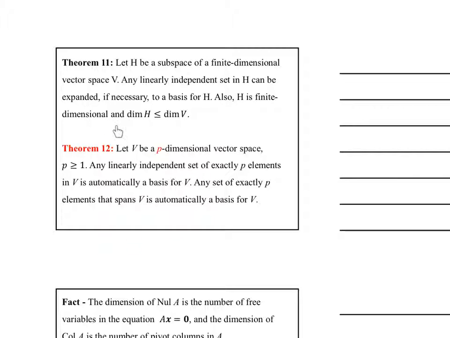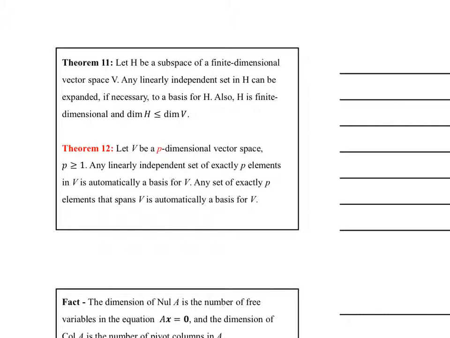This is where we end up with today in class. So theorem 11 tells us we can find a basis for a vector space H by beginning with any linearly independent set, and we expand it until we find a basis.